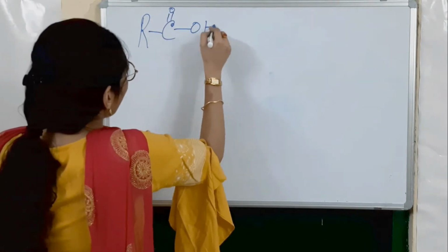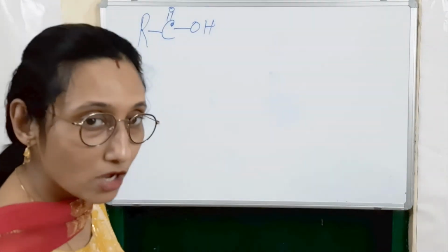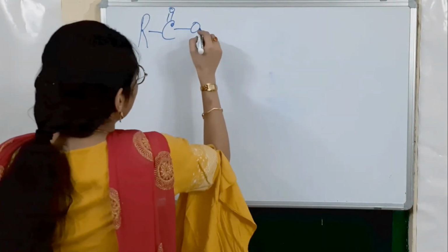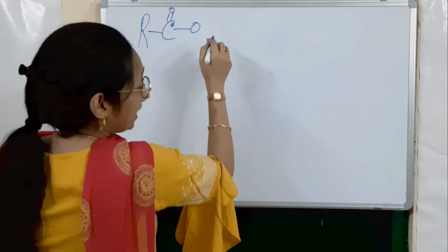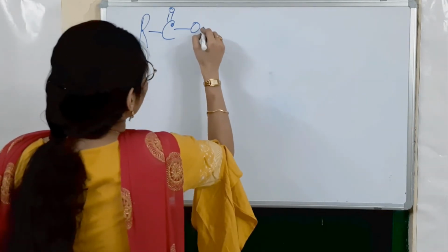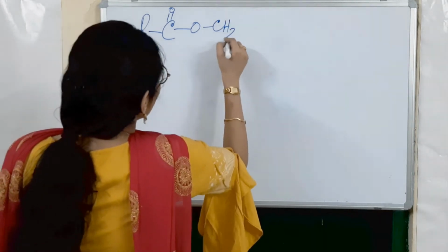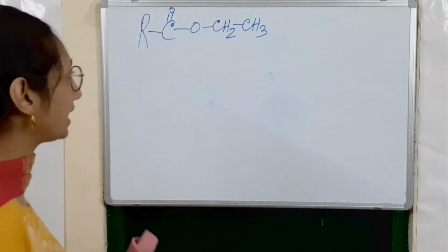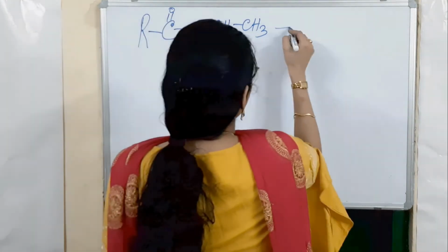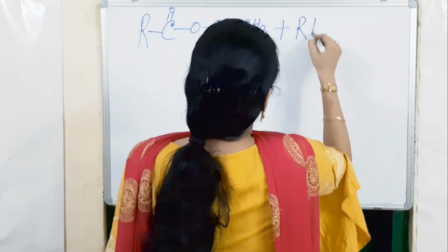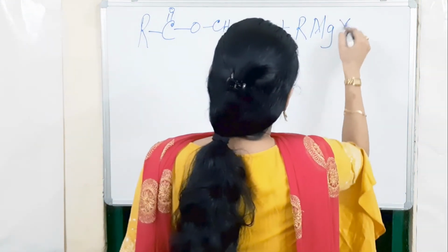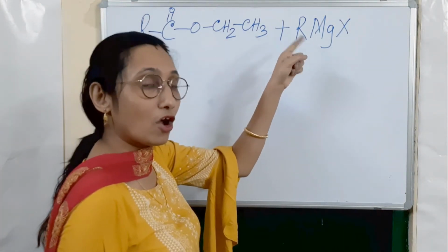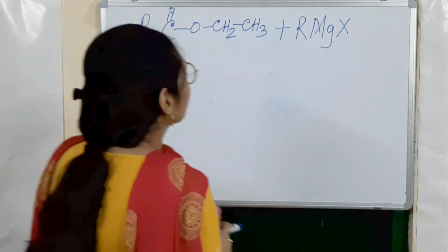What class of compound is this? This is carboxylic acid. Now this one H of this carboxylic acid, which H? The H attached with OH is replaced by an alkyl group. Presently it is an ethyl group. So ester plus, let us take Grignard reagent. This R and R, they can be the same or they can be different also.